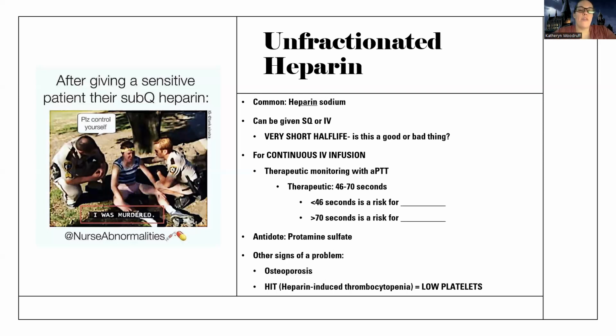The other thing I want to say about HIT is there are low platelets. Remember the normal platelets are 150,000 to 400,000. So you'll start to notice a decline in your platelets, and it's usually going to be pretty rapid. What they have to do is switch them over to a non-heparin anticoagulant. Usually they'll switch them over to a medication called argatroban.